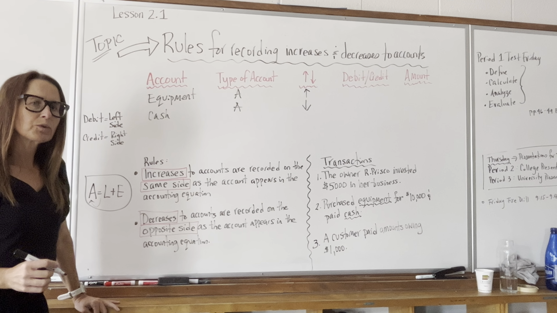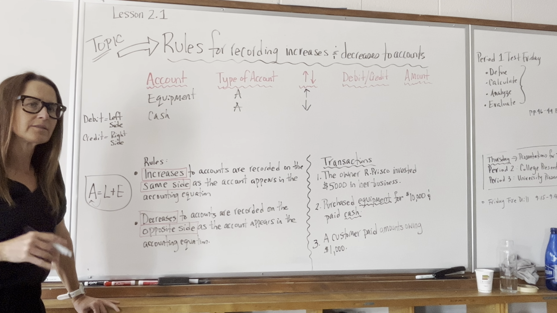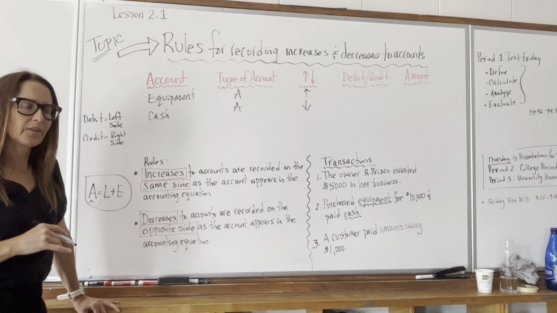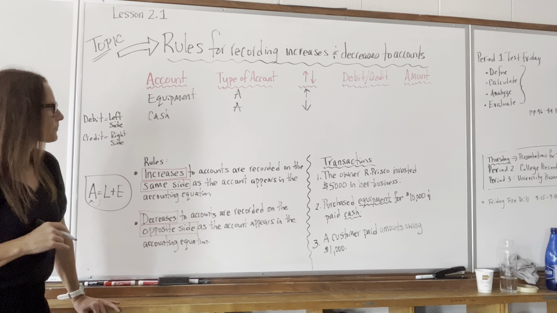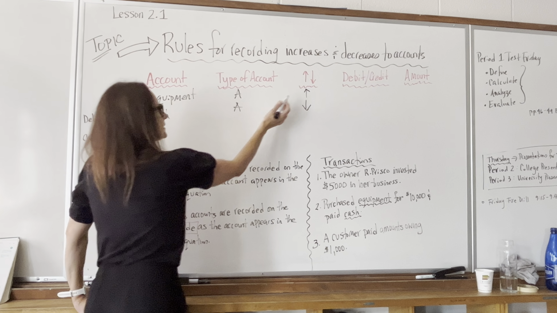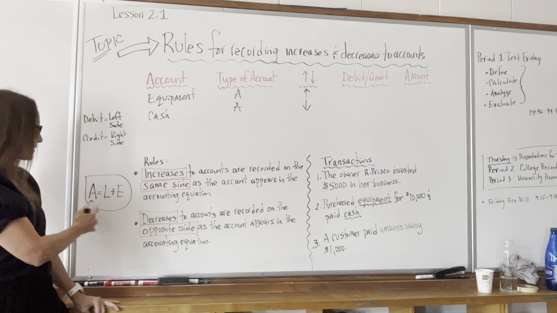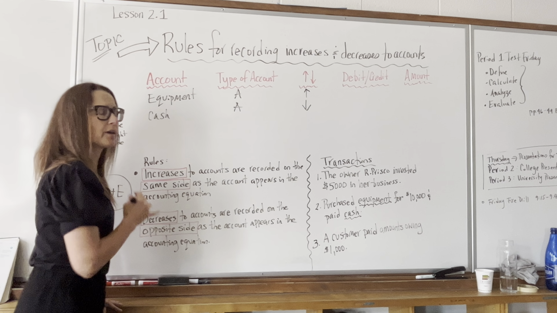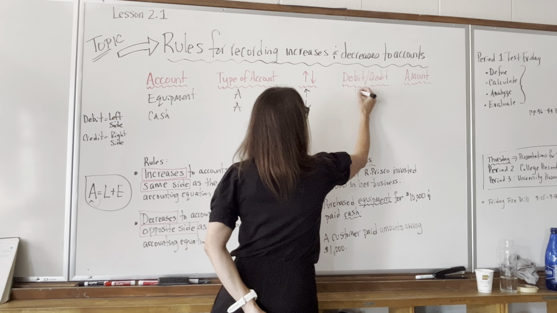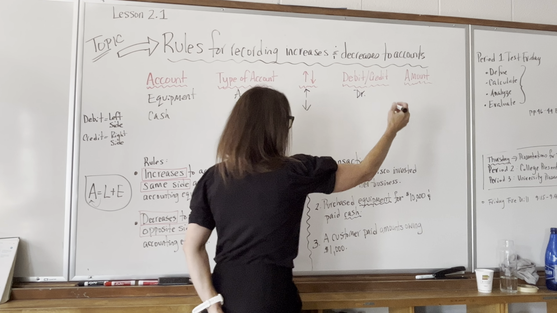Debit or credit? Which one do you debit? Which one do you credit? Pause the video and then check your answer. The increase is easy. Recorded on the same side that it's in this equation. Assets are on the left, so assets increase with a debit. And I'll use the short form, and it was 10,000.